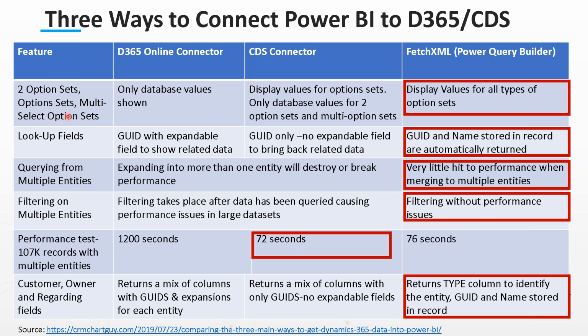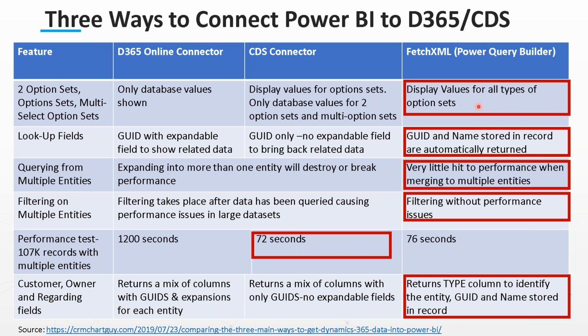And what I found really interesting in this is the Fetch seems to provide really good power in terms of it's the only connector that's going to bring back both display values and database values. So let me explain that a bit. In a CDS database, probably most databases, an option set has both database values, which are numeric values, and it has display values.